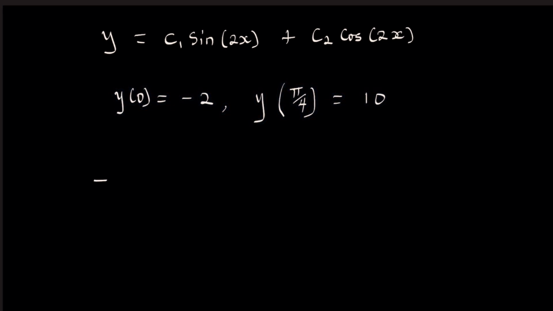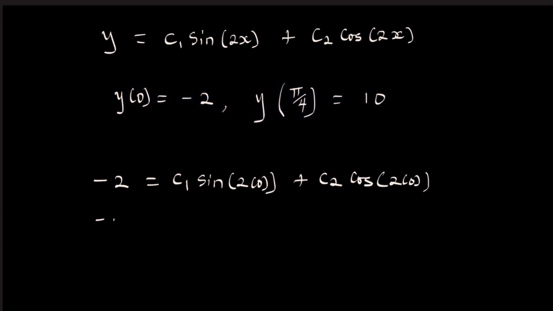So we are going to have minus 2 is equal to c1 sine of 2 times 0 plus c2 cosine of 2 times 0. So this is going to give us minus 2 is equal to, now sine of 0 is 0, so this part will go to 0. Then cosine of 0 is 1, so we are going to have this to be c2, which implies that c2 is giving us minus 2.